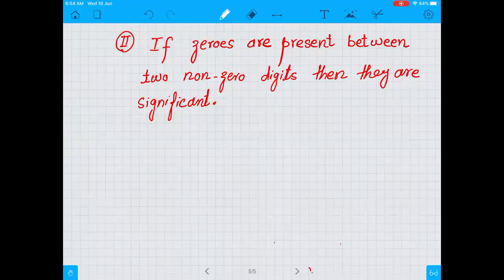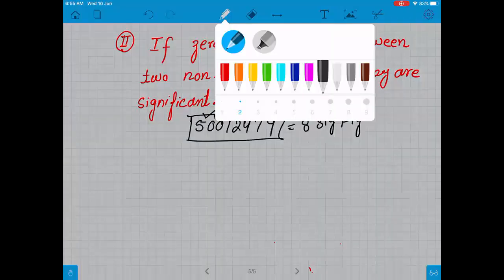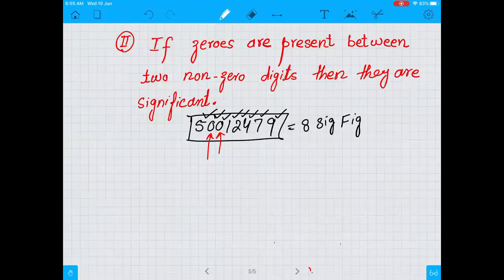Let's suppose you have a number 500127479. How many significant figures are there? Now here you have 1, 2, 3, 4, 5, 6, 7, 8. It has 8 significant figures. Now here these two zeros are significant because they are between two non-zero digits. They are given by the instrument, and even after the conversion of unit, they will not be eliminated. Now these zeros are significant.